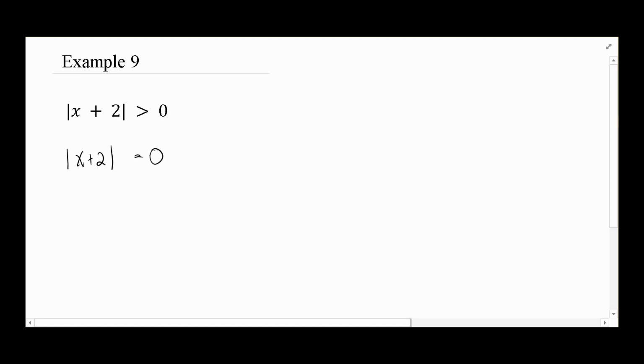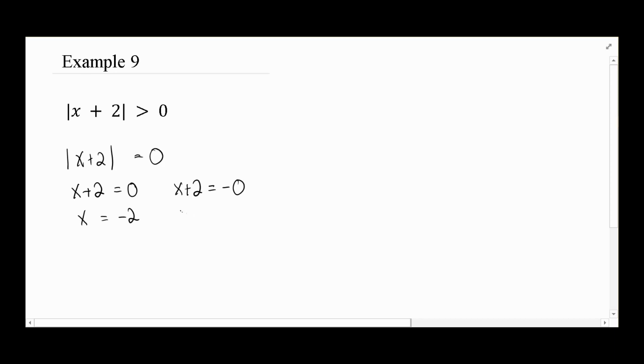Do we have an absolute value by itself on one side? Yes. Is the other side non-negative? Yes. 0 is not a negative number. Therefore, we can use the absolute value property, which tells us we can set x plus 2 to be equal to 0 or x plus 2 to equal negative 0.